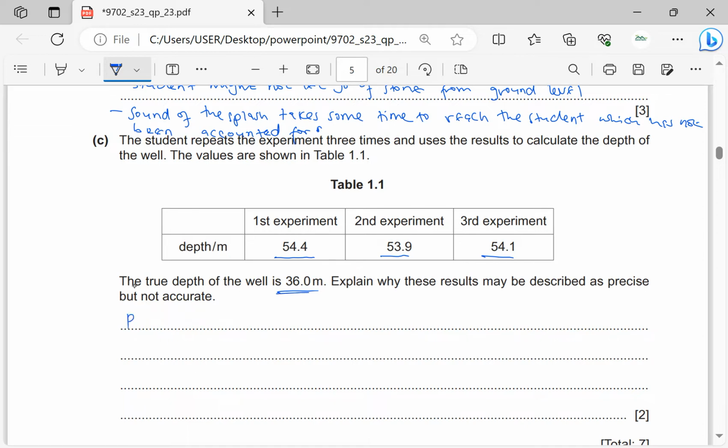So precise, we can say they are precise because the results are close together. Results are close to each other. In other words, the results have a small range. Then not accurate.